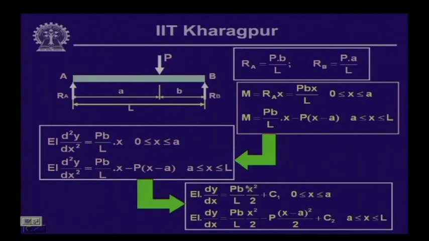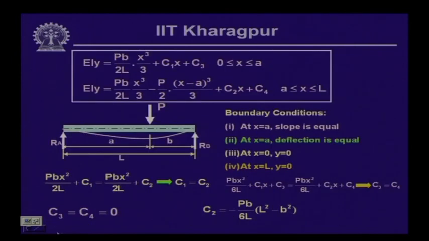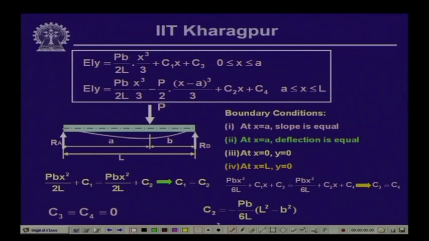So, P b by twice L a square, and this particular expression, since x is equal to a, so this goes up. So, there also we have P b by twice L a square. If you substitute that, then we get P b x square by twice L at C 1. Of course, this is a, because we are substituting x equals to a, so this is a square. So, this gives us the relationship between the constants, that means a relationship between C 1 and C 2, we get C 1 is equal to C 2.